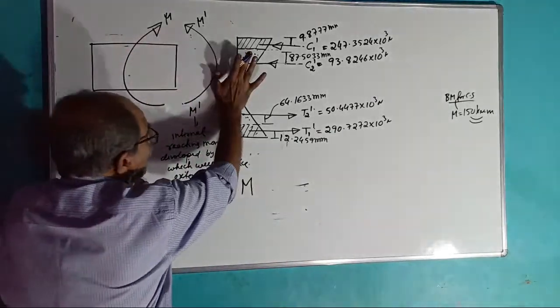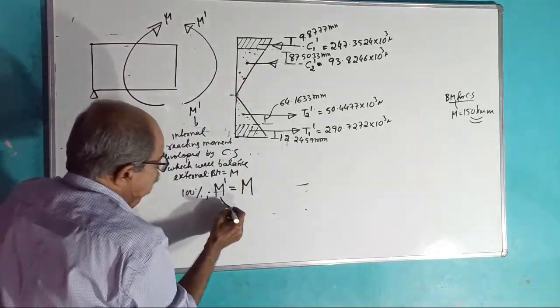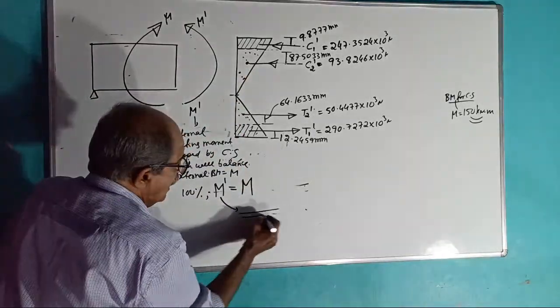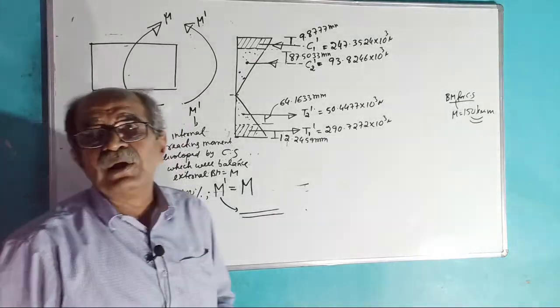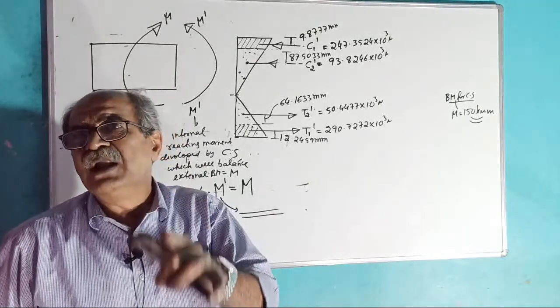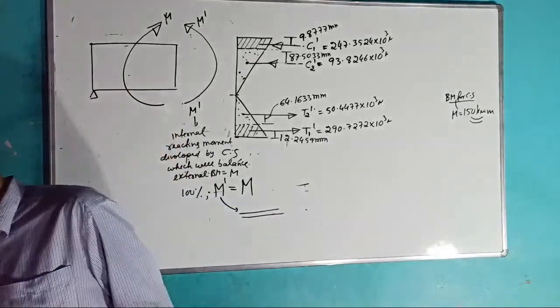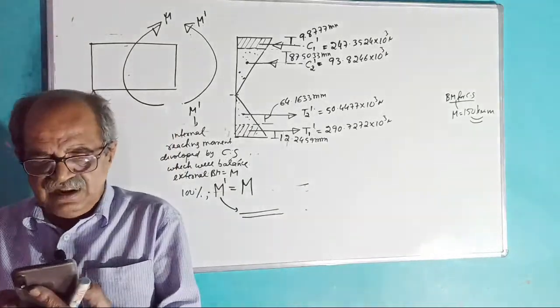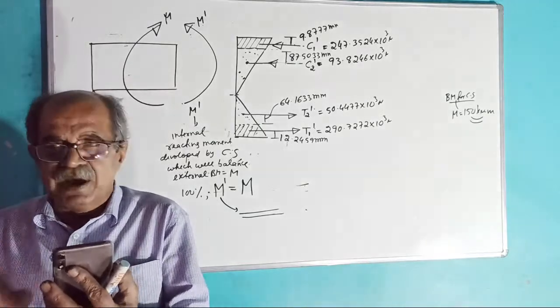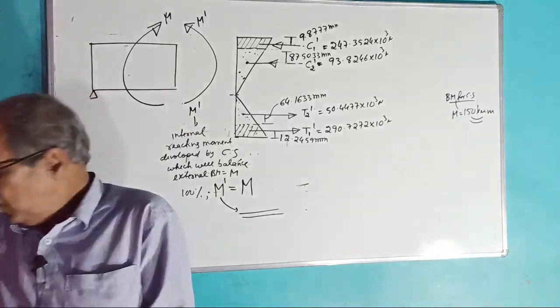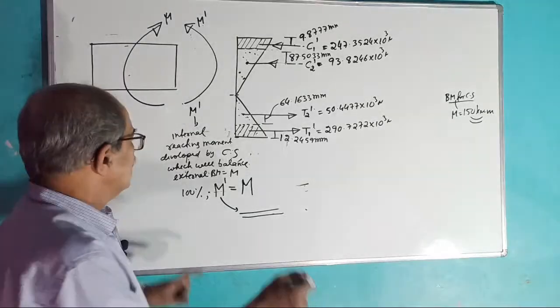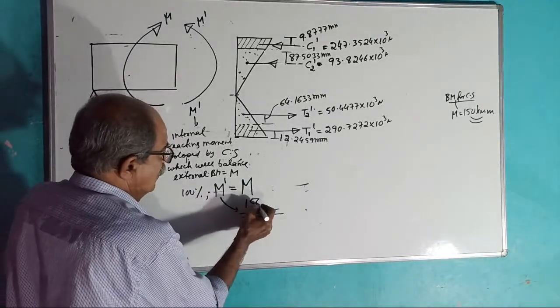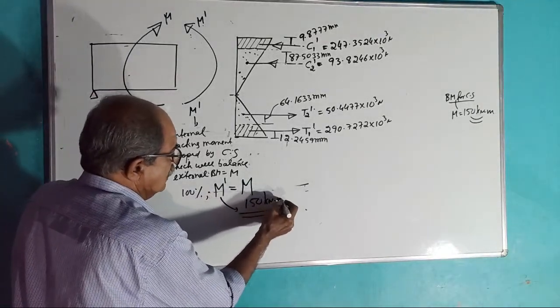So, our question, this M dash value should come, how much? Tell me. Numerically, for our class question, this M dash should come how much? 150 kilonewton meter. Remember, 150 kilonewton meter.